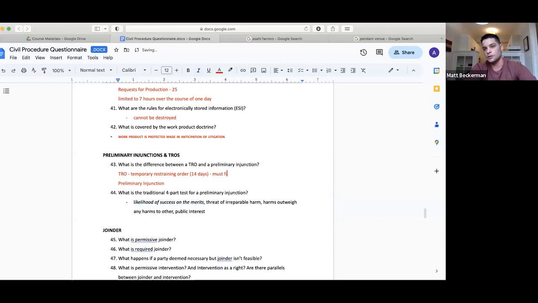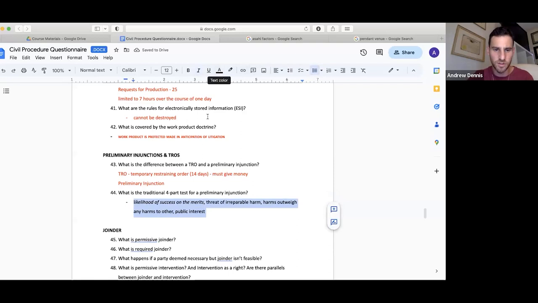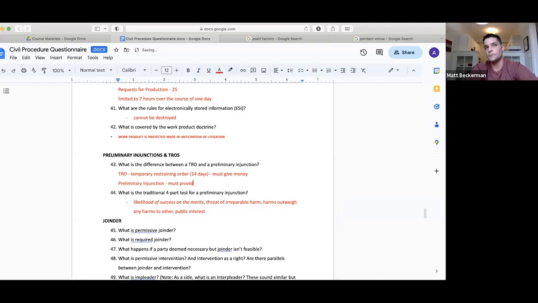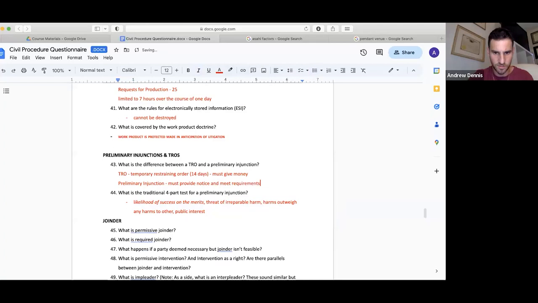I'm a little confused. Which one do you need notice for? Preliminary injunction. That's what I thought, okay. Because it's longer. A temporary restraining order can only be up for 14 days, or 28 if extended. But because it's only a short time, you don't have to give notice. And yeah, Paul said keeping the status quo.